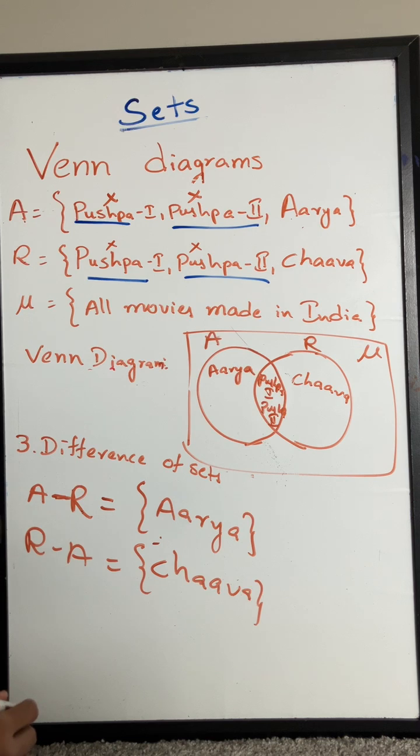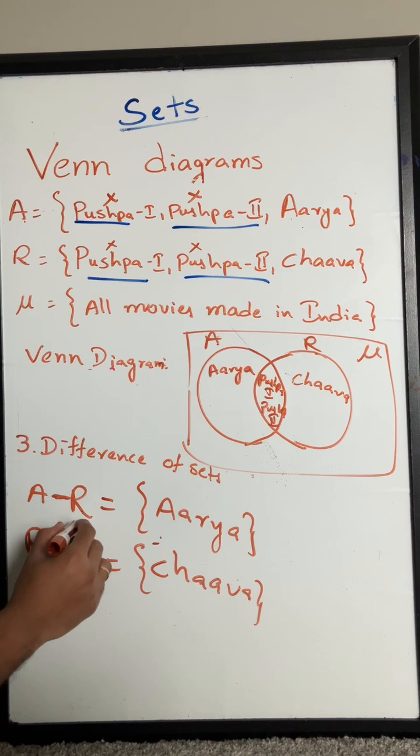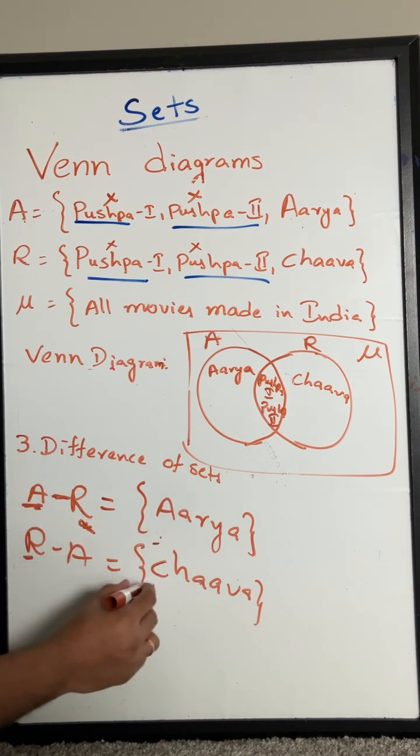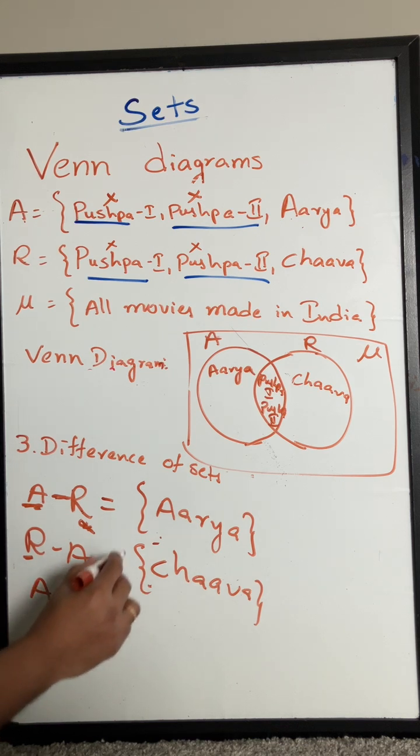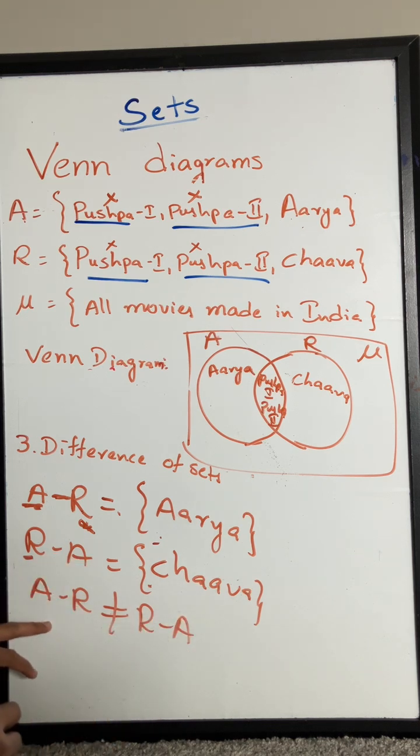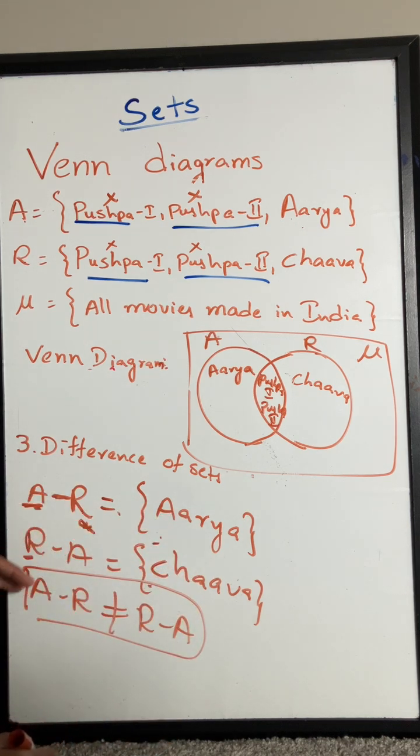So here, ignore all the leftover things. Rashmika acted in Chava, but we don't consider Chava; we ignore it and only write Allu Arjun's movies here, and only Rashmika's movies there. So A minus R is most of the time not equal to R minus A, because one has the leftover Allu Arjun movies, Arya, and the other has the leftover Rashmika movies. So they are not the same. Most of the time this is the case. But sometimes if they are equal, that is a different case; we will look into it. The symbol we represent is minus, negative.